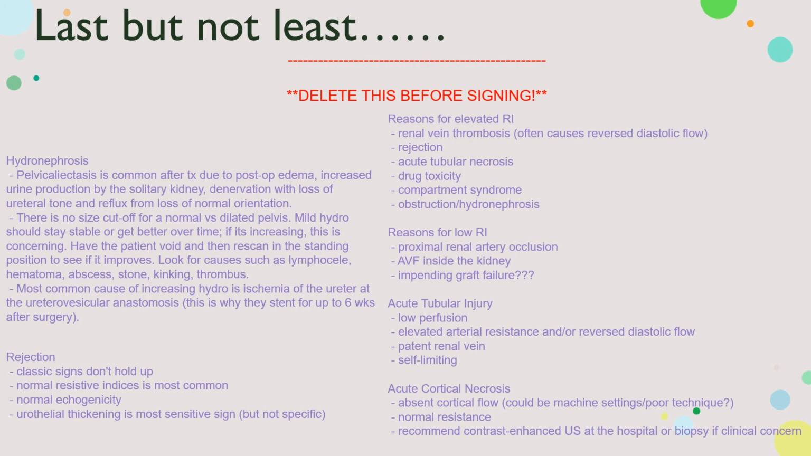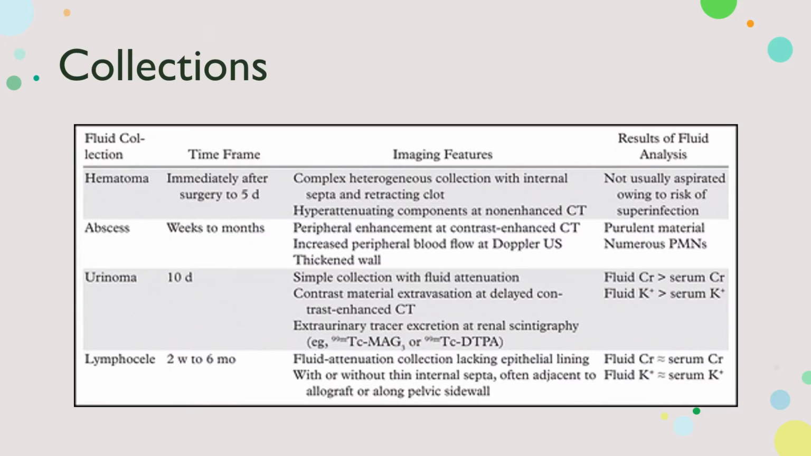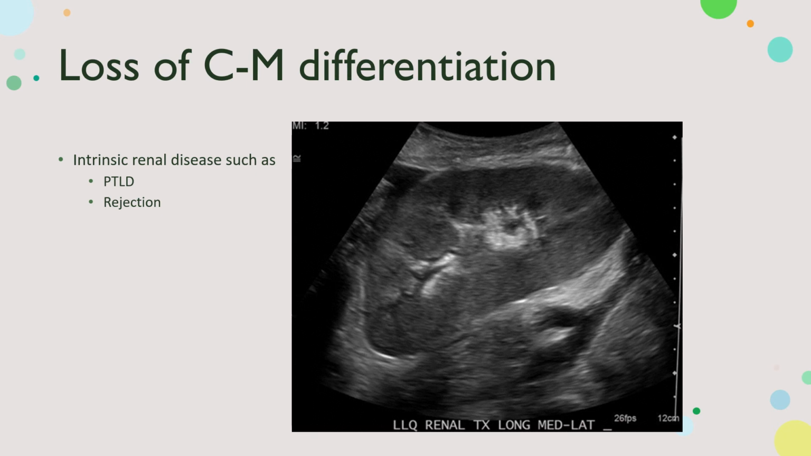Last but not least, this is going to be included on the bottom of the templates, and it's a summary of all the other things outside of renal artery stenosis. This is a quick slide on fluid collections. So when we have loss of corticomedullary differentiation, that implies that there's something going on in the kidney itself. And so we can see this in post-transplant lymphoproliferative disorder and rejection. And usually when we have corticomedullary differentiation loss, we also lose sinus fat.